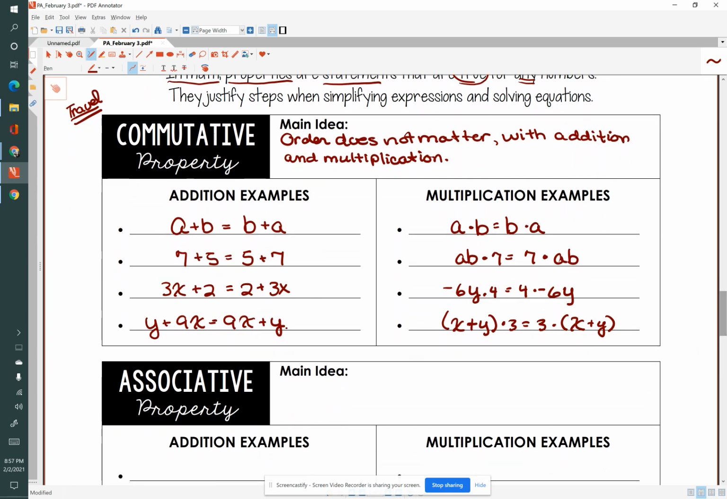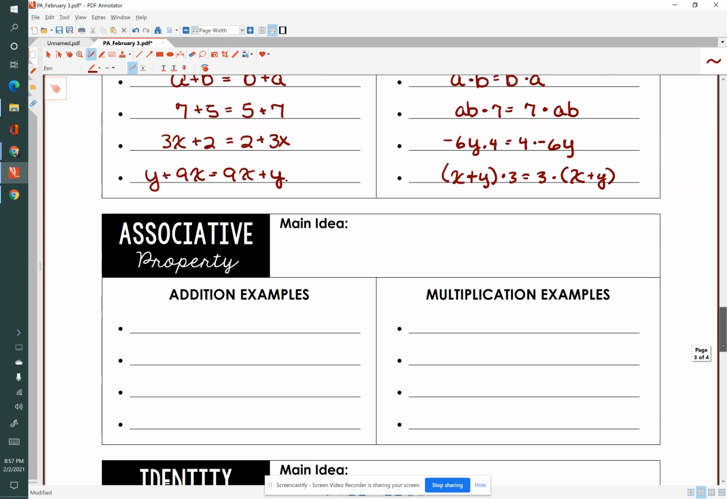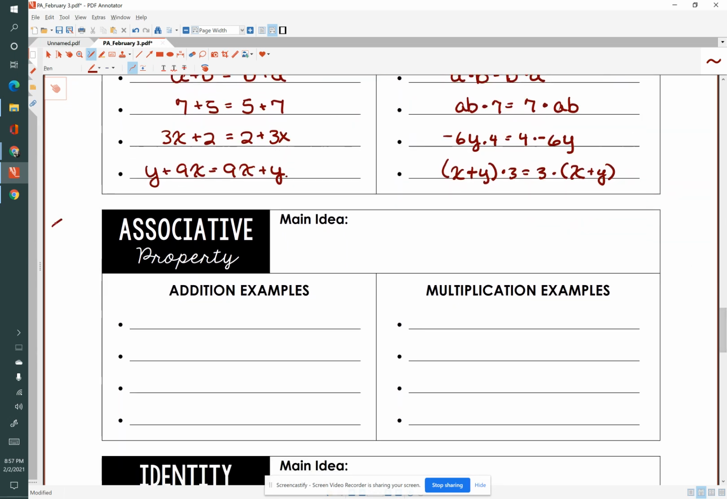To commute is to travel. To associate means to group with. Like your friends are your associates. So the main idea with the associative property is that grouping does not matter when it comes to addition and multiplication.